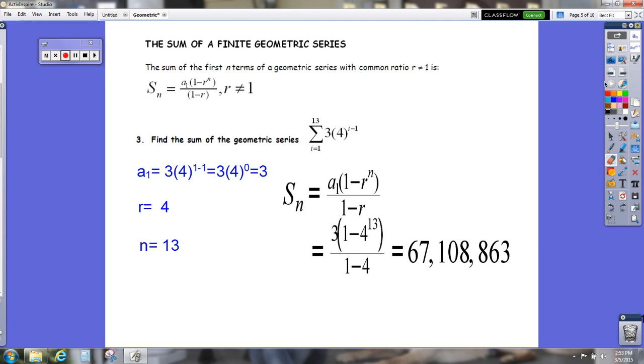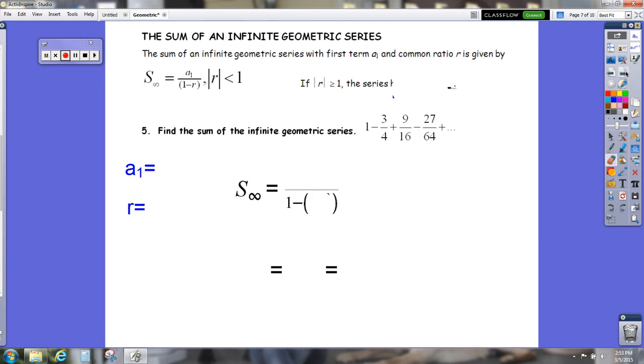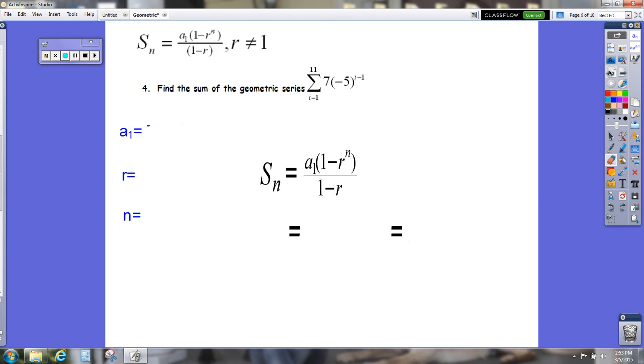All right, let's try another one. I think I skipped one. Hold on. There we go, I went one page too far. Here's another example. Find the sum of the geometric series from i equals 1 to 11 of 7 times negative 5 to the i minus 1. Here again, n starts at 1 and goes to 11, so n is 11. Our ratio is negative 5. For the first term, plug in 1 for i. You get 7 times negative 5 to the 1 minus 1, which is 7 times negative 5 to the 0 power, which is 7.